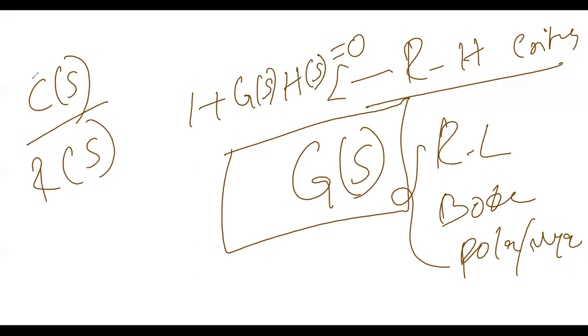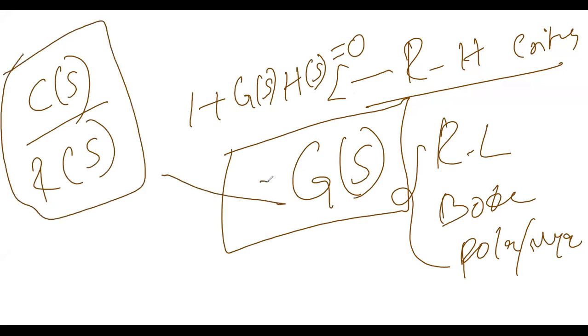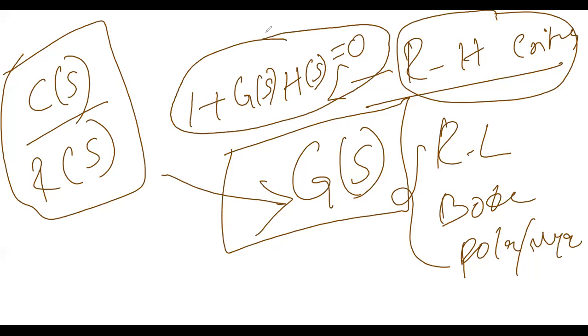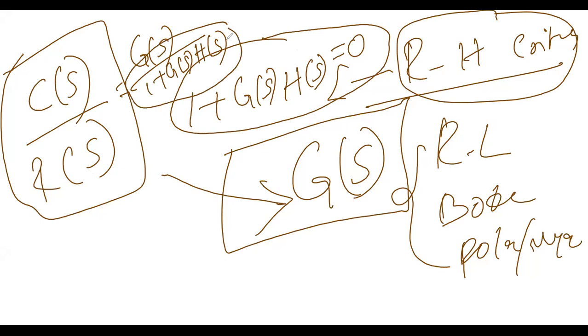To find the stability of closed loop system, the open loop transfer function is sufficient. But for RH criteria, we require the characteristic equation of a transfer function. What is the characteristic equation? G of s by 1 plus G of s into H of s is the transfer function of closed loop system, and the denominator is the characteristic equation. For RH criteria, we require the characteristic equation.